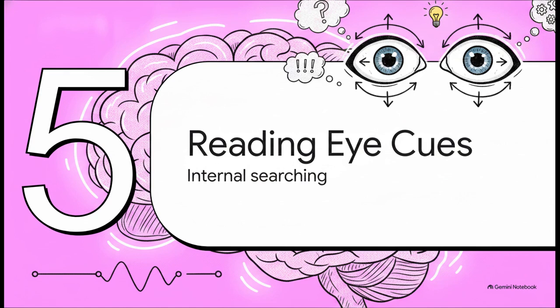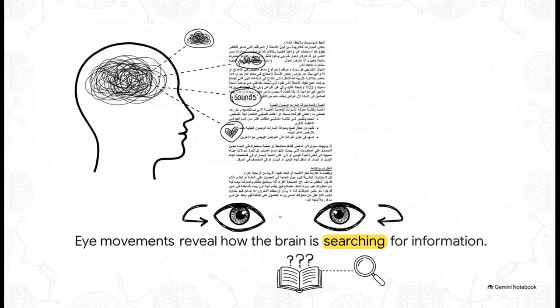Which brings us to section 5, reading eye accessing cues. Now, you might have noticed this before, but when you ask someone a complex question, their eyes will instinctively dart in a very specific direction right before they answer. As you can see, these eye movements actually reveal how the brain is physically searching its internal database for information. It's showing us whether they're looking for images, for sounds, or for feelings.